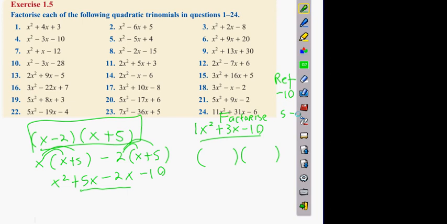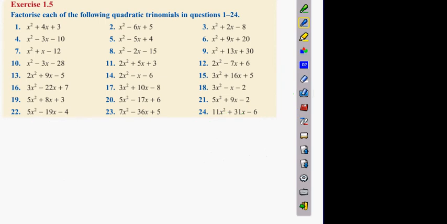So plus 5 and minus 2 gives you, you're going to have x in each bracket, and we agreed that it's minus 2 and plus 5. So it's x plus 5 and x minus 2. Is that alright? Now that's all you have to do for these types of questions. You just leave it at that. Every question from 1 to 10 works that way.